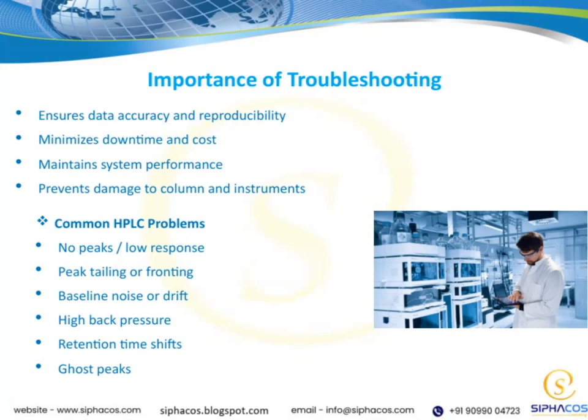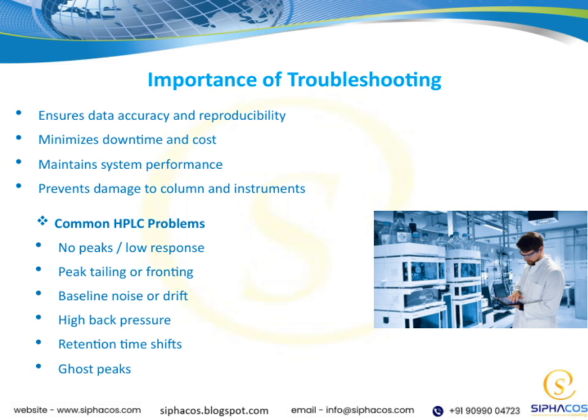Let's take a closer look at some common issues you might encounter with HPLC. One of the first problems is no peaks or a very low response, which can indicate problems with sample injection or detector issues. Then there's peak tailing or fronting, which often points to column overload or contamination. Baseline noise or drift can be caused by temperature fluctuations or detector instability.